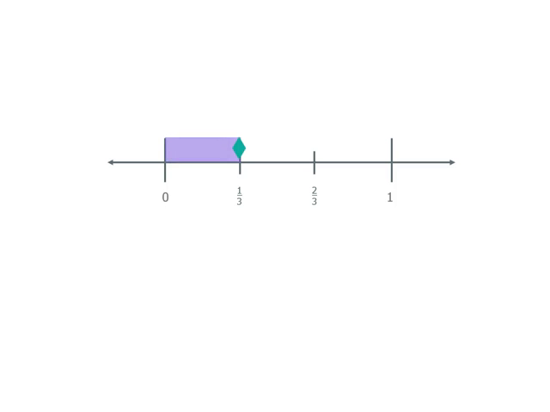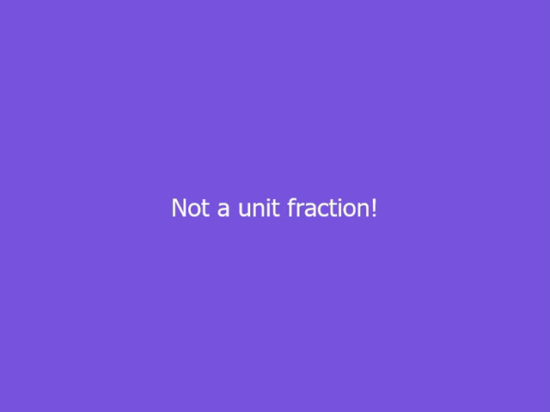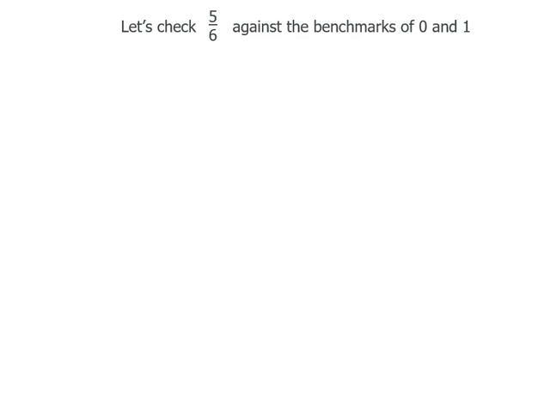That's how far it has to travel to get to 0. But if it wants to get to 1, it has to travel further. In fact, that's twice as far. So you can see there that it's closer to 0. So 1/3 is closer to 0 than it is to 1. What if it's not a unit fraction? Well, we can still do the same thing.